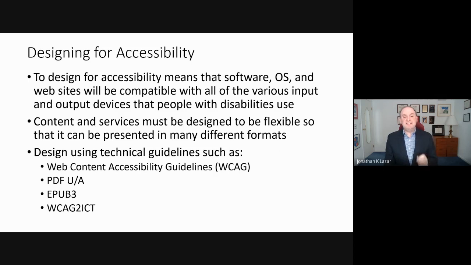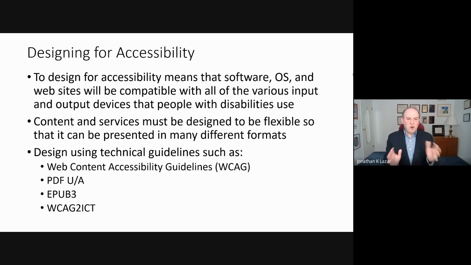PDF/UA is a set of technical guidelines that people are a lot less familiar with, but it's equally important. There are a lot of PDF documents out there, and of course, it is harder to make a PDF document accessible than it is to make an HTML document accessible. It's doable, it takes more time. You use the PDF/UA, Universal Accessibility guidelines. There are also guidelines for EPUB 3, the set of standards that you use to make an ebook accessible. And EPUB documents are easy to make accessible, just like HTML documents are.